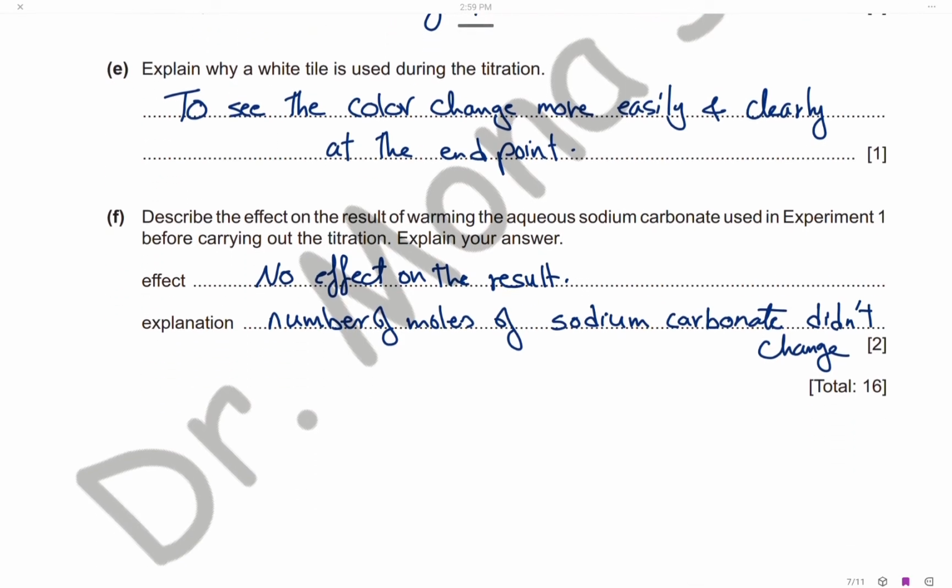Describe the effect on the result if we warm the aqueous sodium carbonate solution in experiment 1 before carrying out the titration, and you have to explain your answer. Of course, by warming the solution, we will have no effect on the result. The result is the volume of hydrochloric acid used. No effect on the volume of hydrochloric acid used because the number of moles of sodium carbonate cannot be changed by just warming the solution.